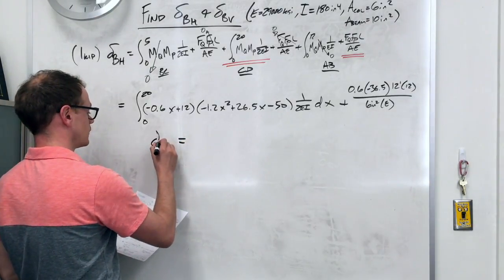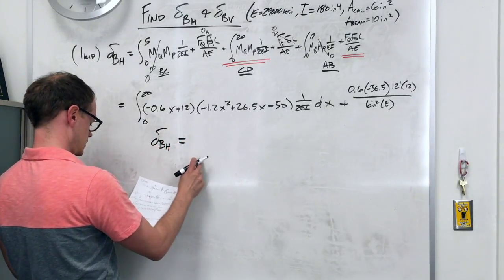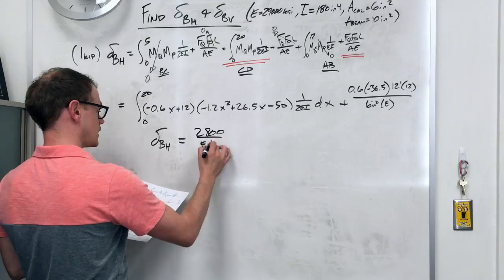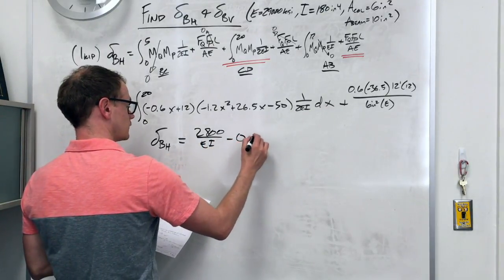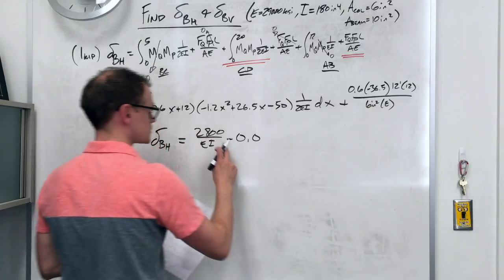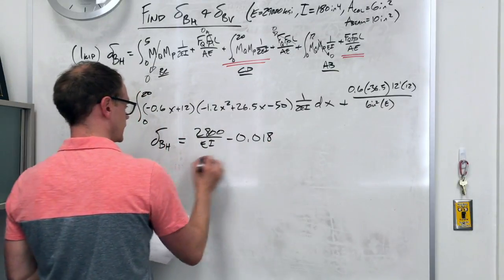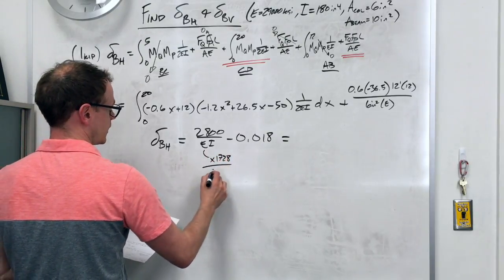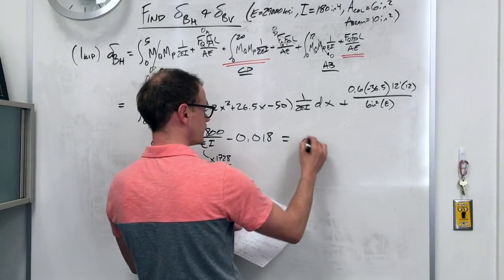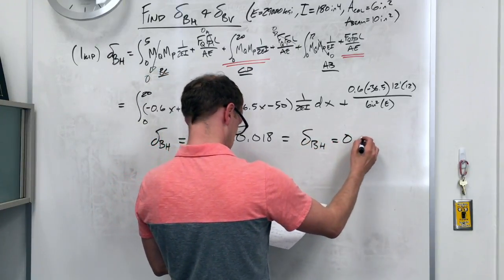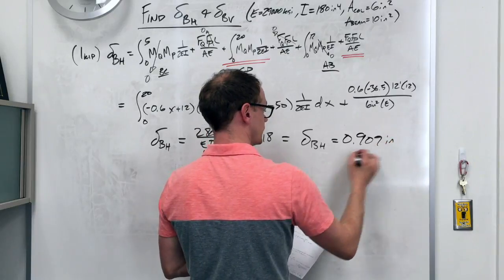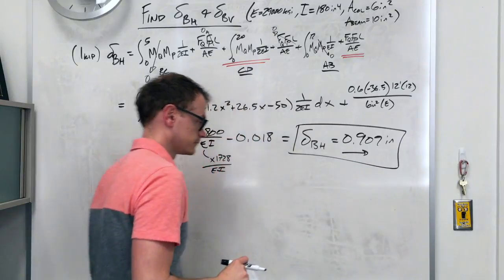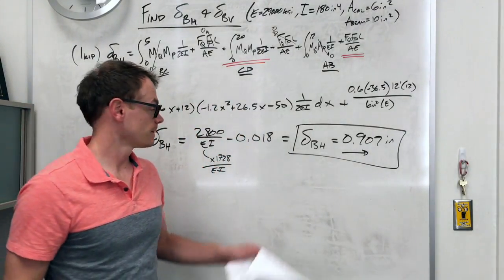I end up with delta BH is 2800 over EI, and then that axial term is minus, right, because I have plus and minus, so minus 0.018. If I plug these in, multiply by 1728, and then divide by E and I, I end up with delta BH is 0.90 inch, and that's positive, right? We got a positive number, means it goes to the right, just like our Q. Okay, so that's the horizontal.